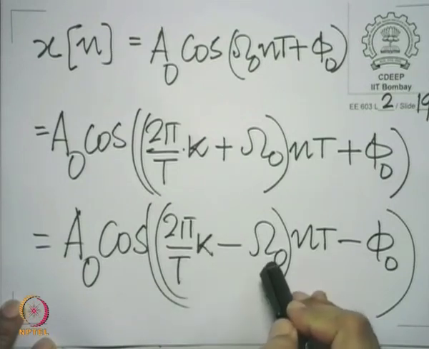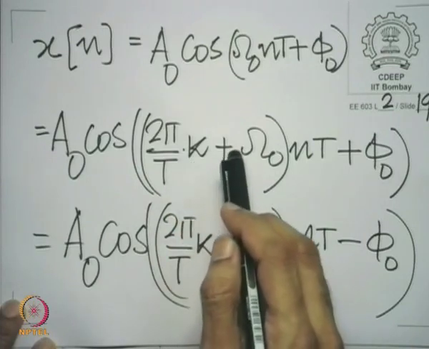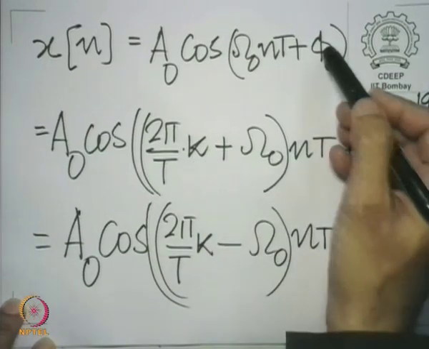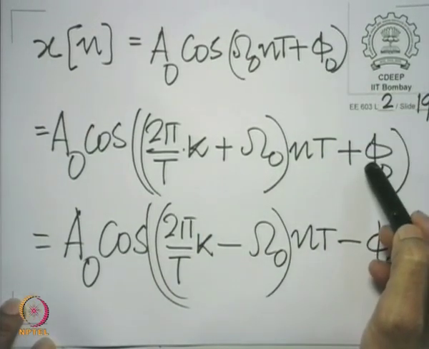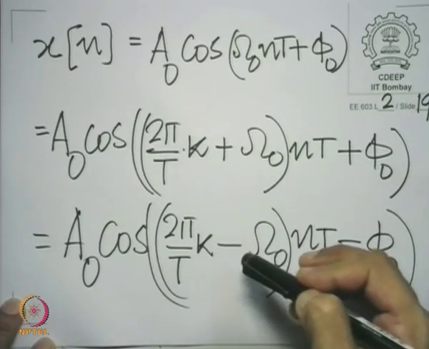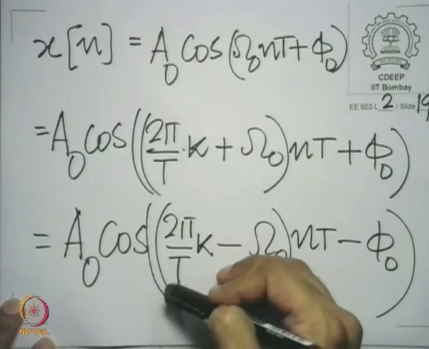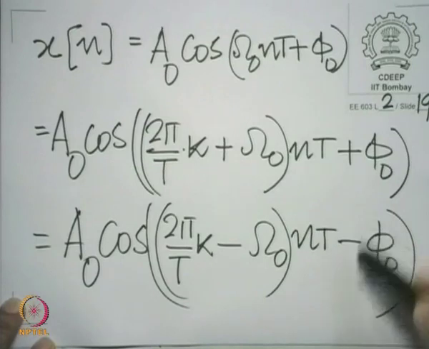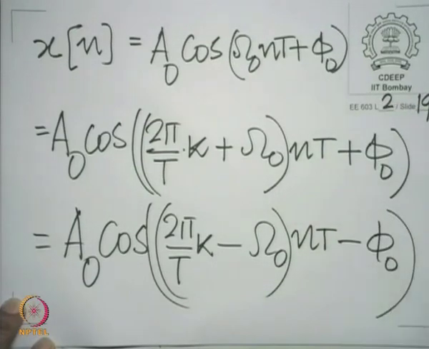And finally, of course, it could also be the frequency 2 pi by T minus omega naught. And notice one thing, when you associate plus omega naught with 2 pi by T into k, you have the same phase as the original sine wave. On the other hand, when you associate minus omega naught with 2 pi by T times k, you have the opposite phase. So, omega naught becomes minus omega naught here. You have a change of phase. You have a reversal of phase. It will be much easier for us to appreciate this if we take some numbers. So, let's take some numerical values.